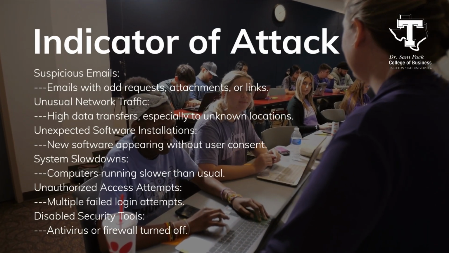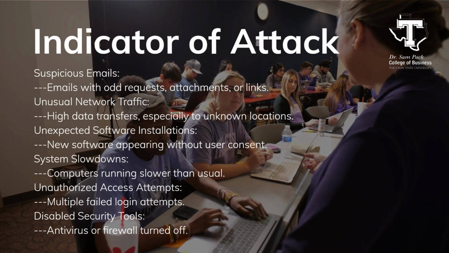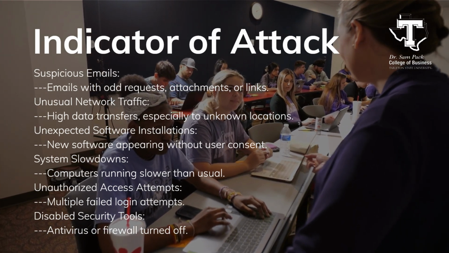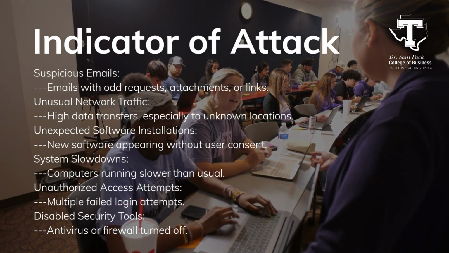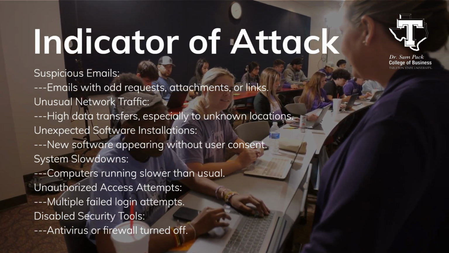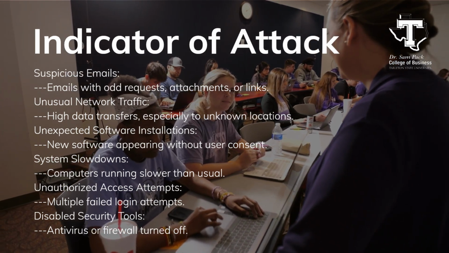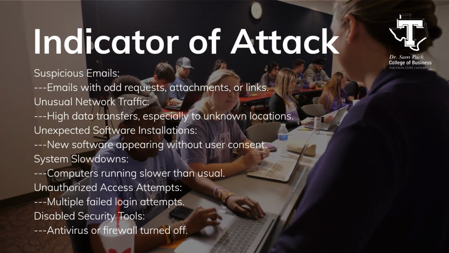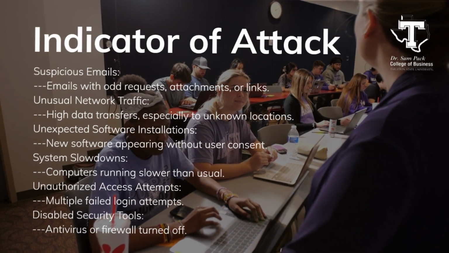There are some common indicators that a computer system might be under attack. These indicators include unusual or suspicious emails, strange spikes in network traffic, unexpected software installations, system slowdowns, unauthorized login attempts, and security tools being disabled. If you notice any of these signs, it's crucial to investigate further as they might indicate a potential security breach.